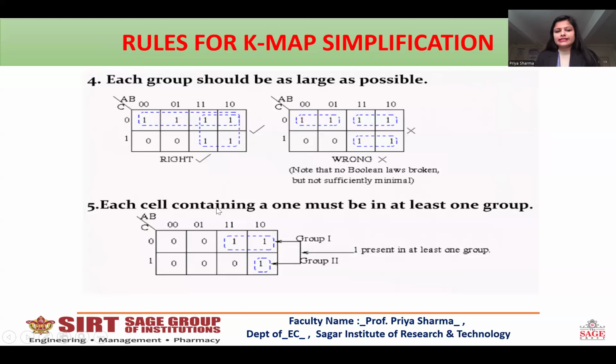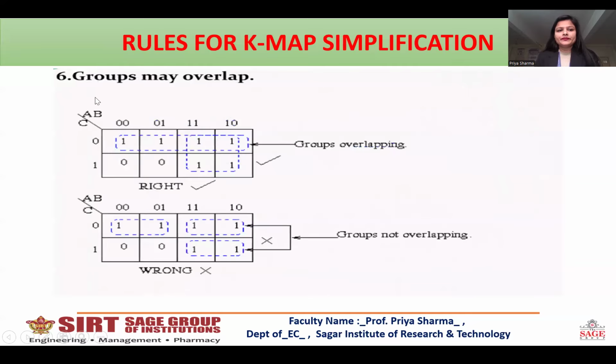The next rule states that each cell containing a 1 must be in at least one group. That means each of the ones should be in a group. The next rule states that groups may overlap. Here, two of the groups are overlapping. So this is allowed, but this is not allowed, as we have previously stated the rule that the group should be of maximum number of ones.